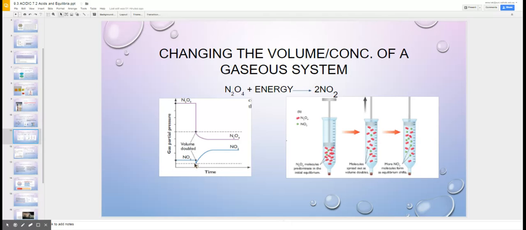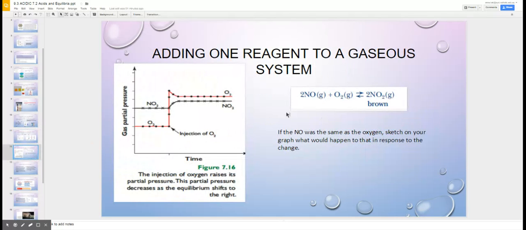The system actually had a sudden decrease in concentration because it has an increase in volume. And when that happens, the NO2 goes up and the N2O4 goes down. This happens with a number of systems.